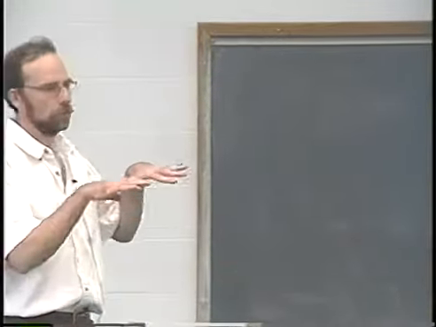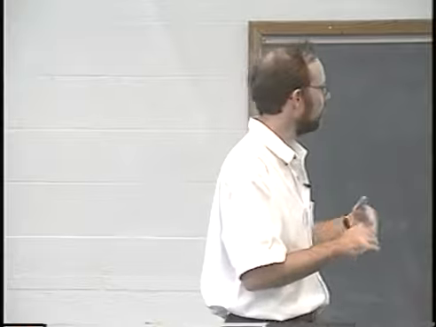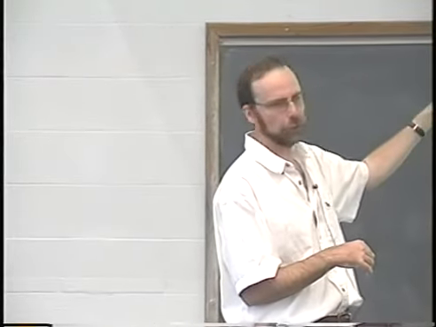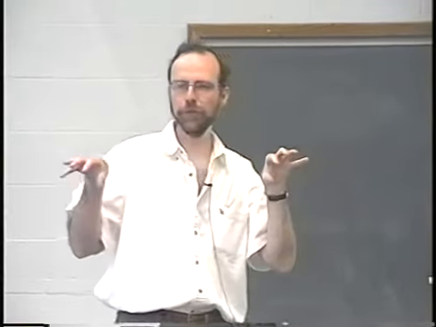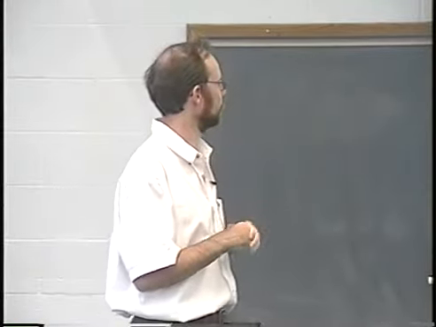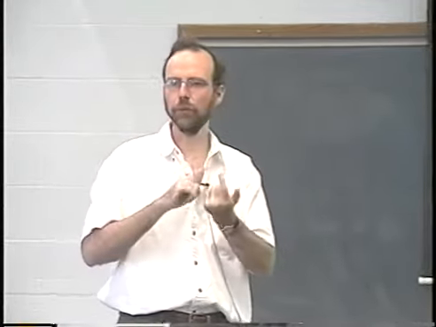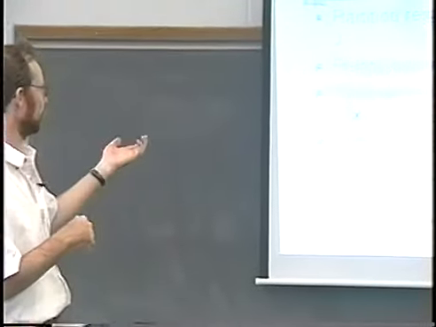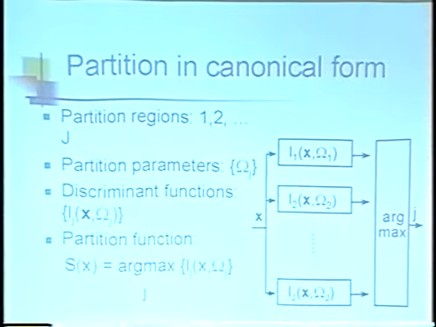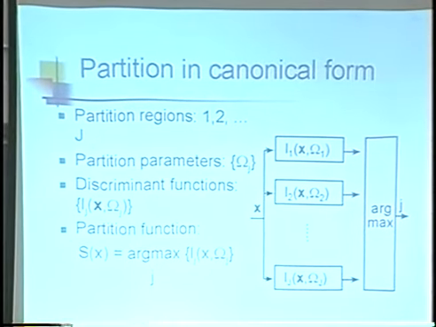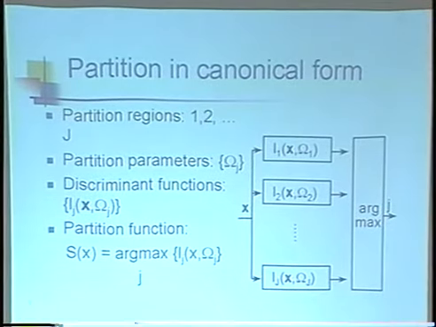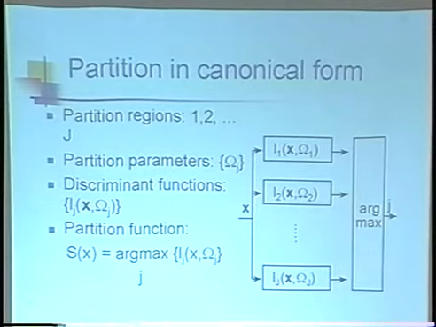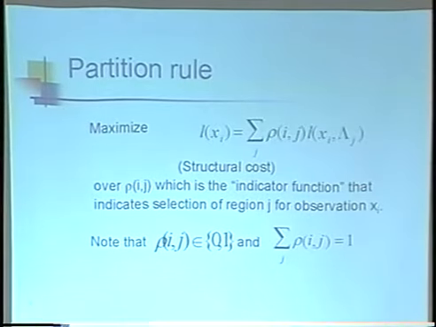What we do is we put the partition in a canonical form, which means it's maximizing a discriminant form. That is, we define some discriminant function for every cell of the partition, and maximizing it will give you the answer, the assignment of a point to a cell in the partition. It is easy to convince yourself that any partition in the world can be put in this way, possibly with a complicated set of discriminants. So this is the canonical way. So the partition function S of x is just the argmax of the discriminant function. So that's what determines the partition.